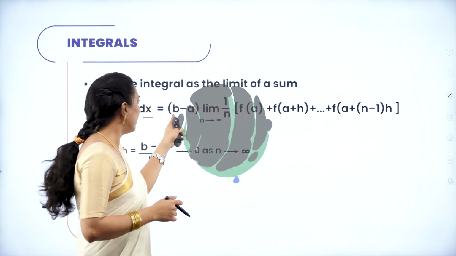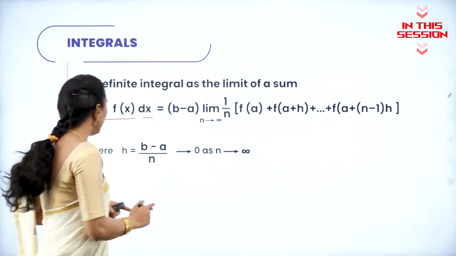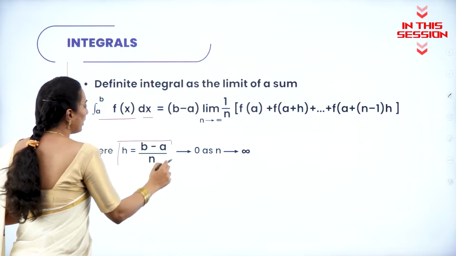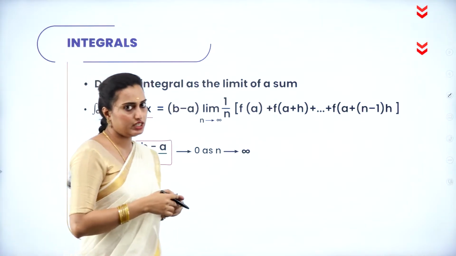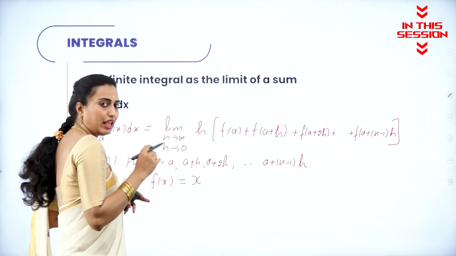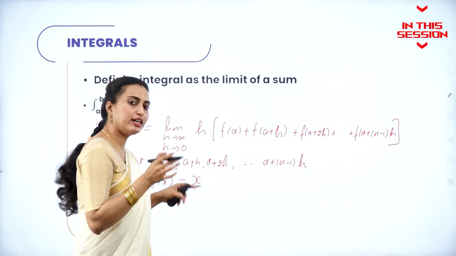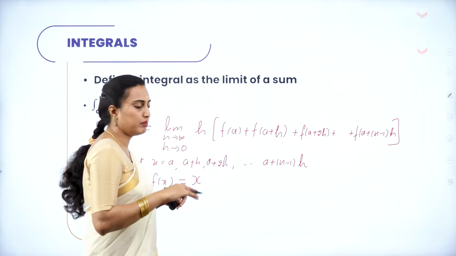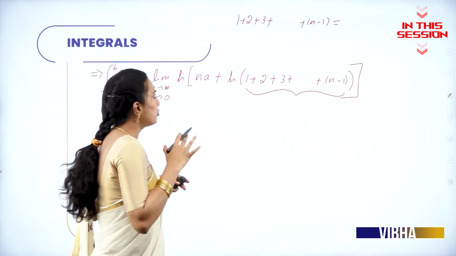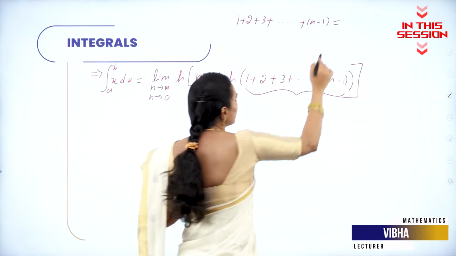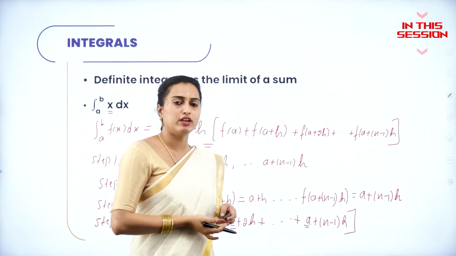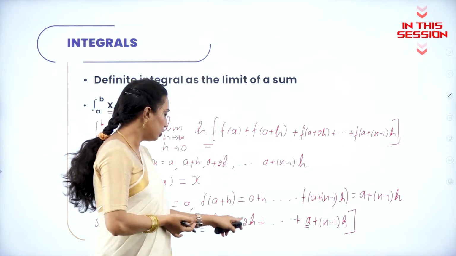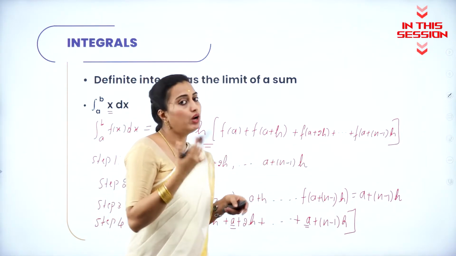b minus a divided by n is given by h. Okay, this is very important. This will be tending to 0 as n tends to infinity. You can put the values of x as a plus h, a plus 2h, up to a plus n minus 1 into h. 1 plus 2 plus 3 plus etc. plus n minus 1 is given by n into n minus 1 divided by 2. If you take a common factor of h, what will happen? 1, 2, 3, 4 up to n minus 1.